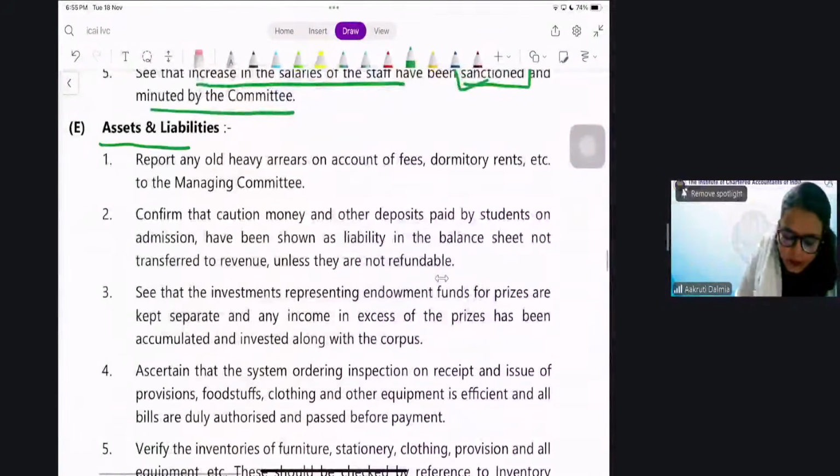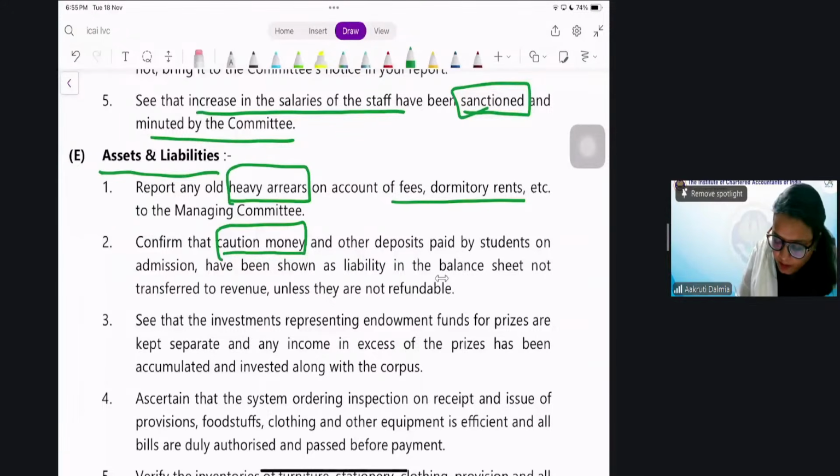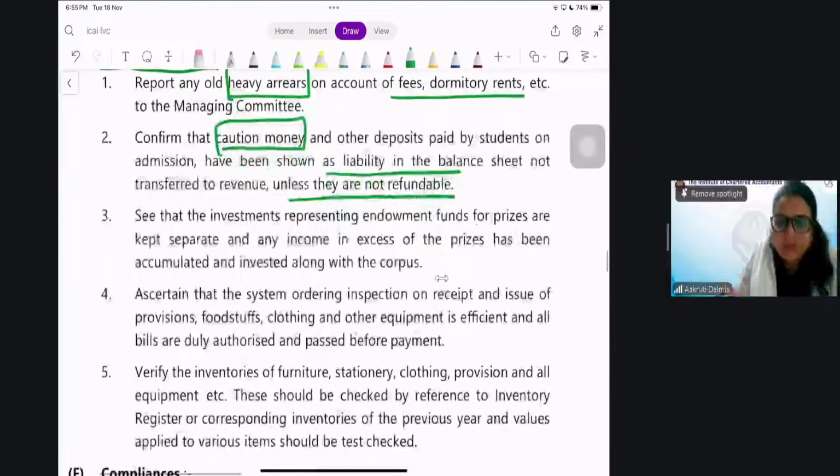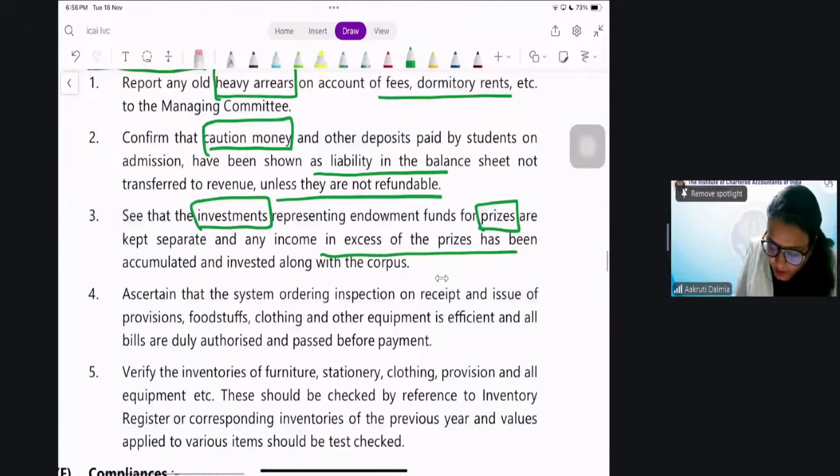Now, second last, assets and liabilities. Report any heavy arrears on dormitory rents and fees. Confirm the caution money is shown as liability unless they are non-refundable. If it's refundable, it's a liability. See proper investments replacing endowment funds for prizes. So if you have created any prizes or scholarships, it's shown properly. Any income in excess of prize has been accumulated and invested.